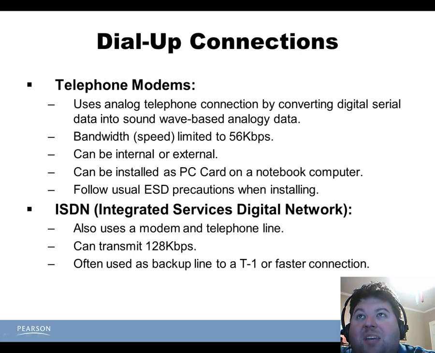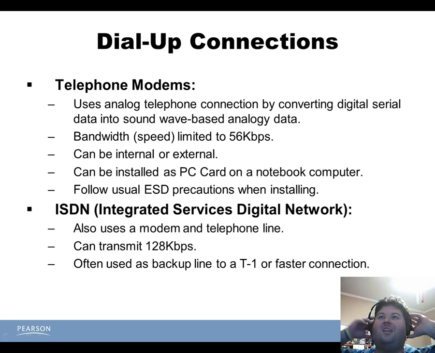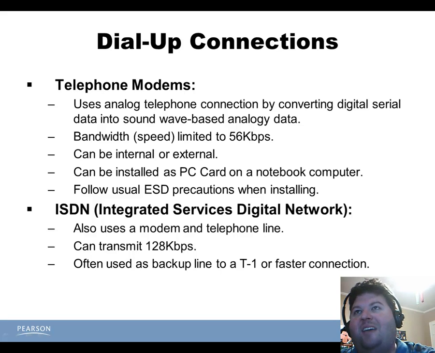The maximum speed of a modem is 56K, and that's if you've got a crystal clear phone line. That's really not attained very often. They can be internal or external. If it's an internal one, follow the precautions when installing it. ISDN, or Integrated Services Digital Network, uses a modem and a phone line, but it transmits at 128K, and these are often used as backup lines for faster connections.